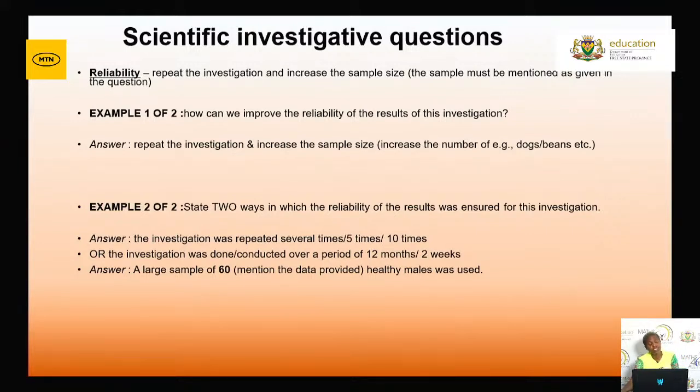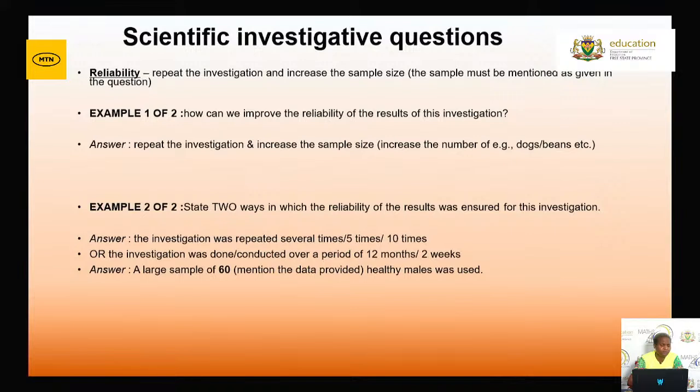And then the second example is as follows. State two ways in which reliability of the results was ensured for this investigation. And then how are you expected to respond to this question? You will go through your investigation and check if the investigation was repeated. And if it was repeated, this is how you have to respond: the investigation was repeated several times, maybe 5 times or 10 times. Or you will mention that the investigation was conducted over a period of 12 months or 2 weeks or 6 months.